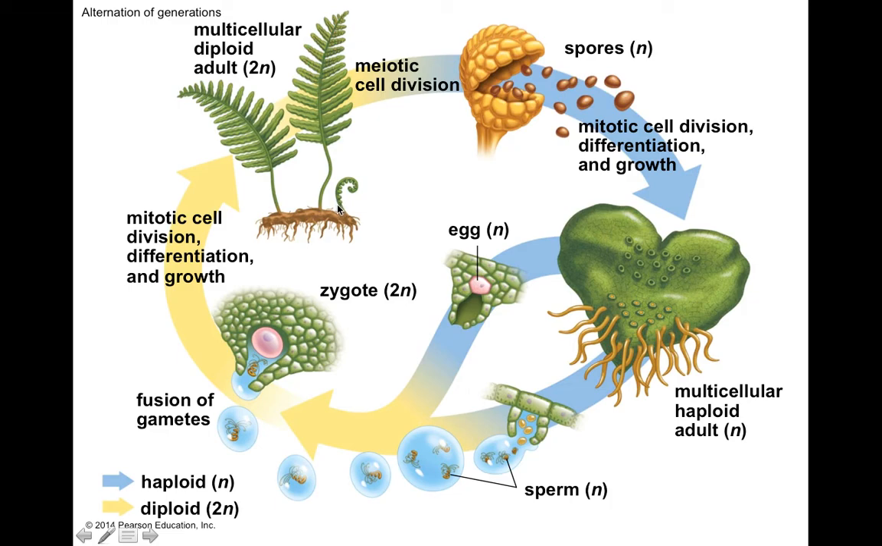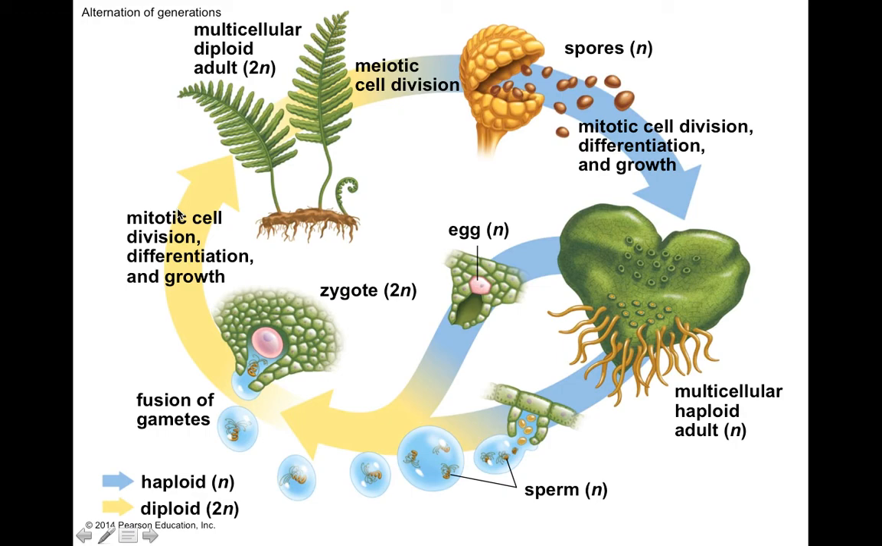Here we have a fern. The fern is the diploid adult stage, 2N. It undergoes meiotic cell division and creates spores. Spores are N, so they're haploid. These haploid cells undergo their own cell division, differentiation, and growth to create a multicellular organism that is all haploid, so all of these cells have half the amount of DNA. Then one of those cells is a specialty cell that creates an egg or a sperm. Those come together and fuse to create a 2N zygote, which then becomes a multicellular diploid organism after mitotic cell division, differentiation, and growth.